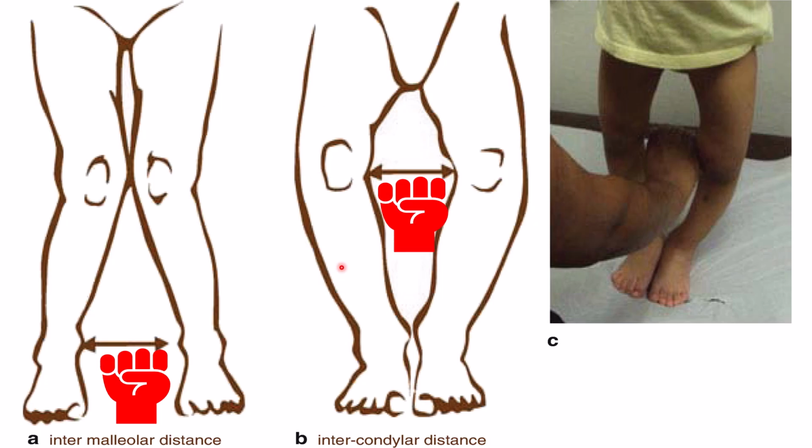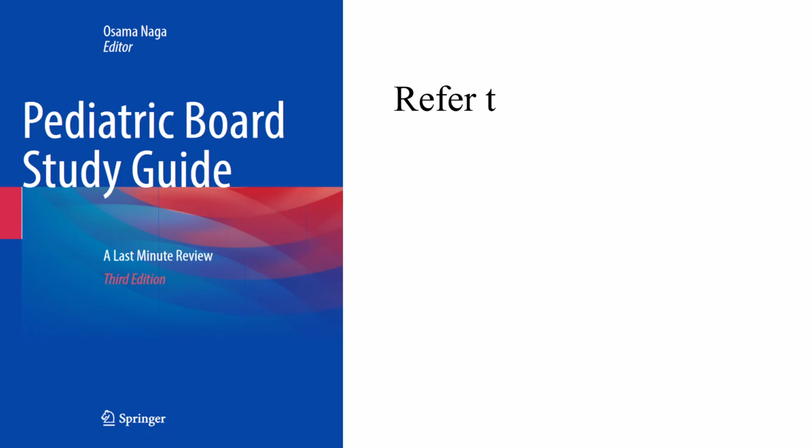In conclusion, if you have mild cases of bow leg or knock knee and you are not able to insert your fist between the two knees or between the two malleoli, reassure the parents. Most cases will resolve by themselves. This is the end. Thank you.